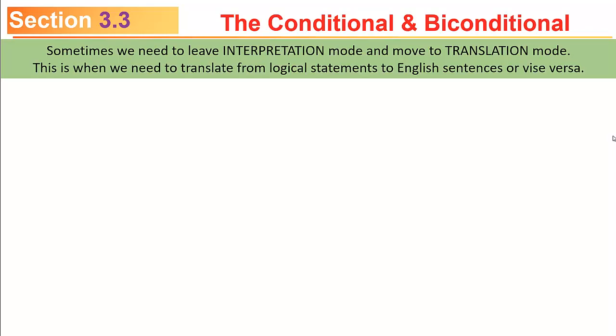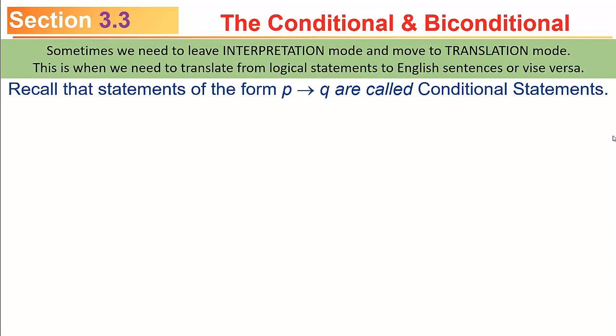Sometimes we actually need to leave interpretation mode and move to translation mode, and this is when we need to translate from logical statements to English statements or vice versa. So let's practice that a little bit. Recall that statements of the form P implies Q are called conditional statements. Again, the implication, the arrow pointing to the right, has various names. Sometimes you call them if-then, you can call it an implication, you can call them conditionals.